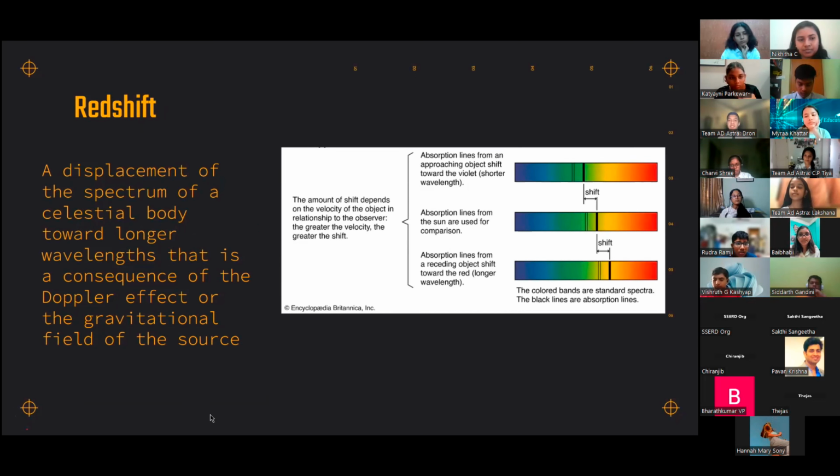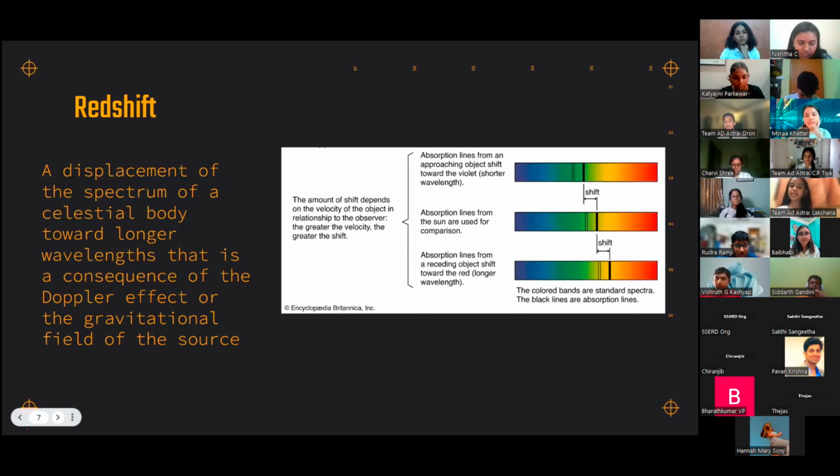A redshift is an increase in the wavelength and a corresponding decrease in the frequency for electromagnetic waves. This occurs when the source or the observed object, whether that be a galaxy or an exoplanet, moves away from us. Conversely, an opposite movement, that is, the source or the observed object moving towards us, is known as blueshift. Now over to Lakshana.